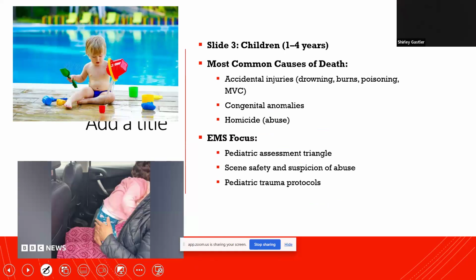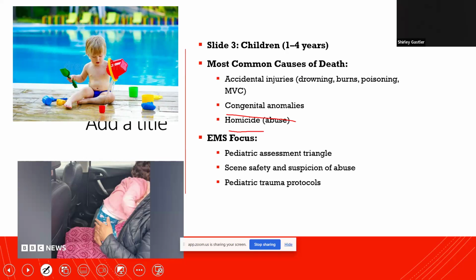So moving on to the age group 1 to 4, some of the most common causes are really accidental injuries: the suburban swimming pools, accidentally getting into chemicals underneath the sink, poisonings, motor vehicle accidents, especially if they're not in their car seats, and that kind of stuff is a huge part. Again, congenital anomalies are a piece of the puzzle. And of course, abuse cases can be in there as well.